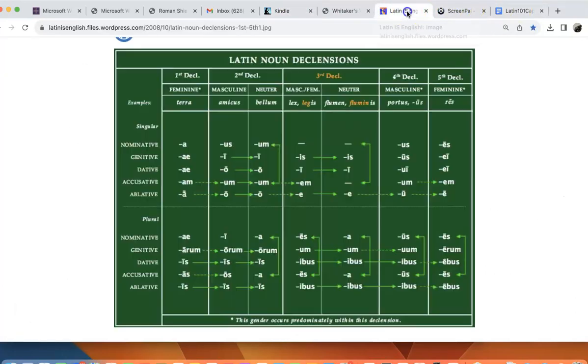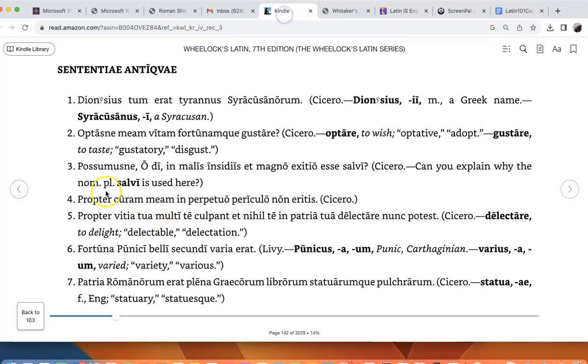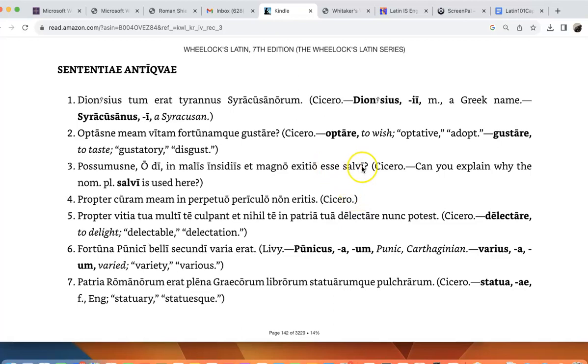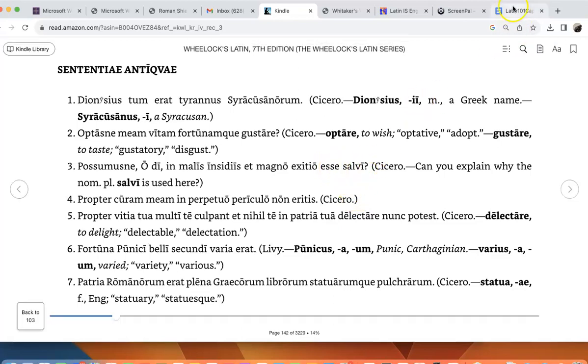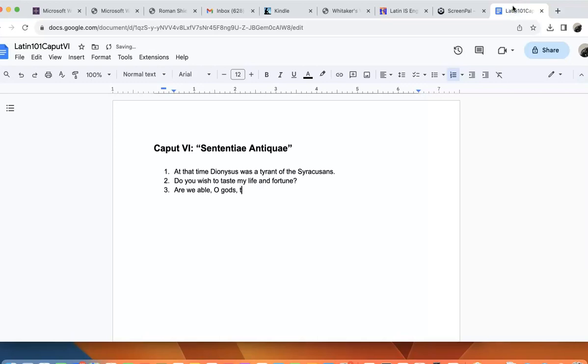Because if we go back to our declension chart, that second declension nominative plural is I. And so remember, adjectives also have the same declensions as the nouns. So salvi is actually referring back to the nominative plural subject, which is, in this case, mus. So this one's a little bit more complex grammatically. So are we able to be safe? So esse salvi means to be safe. So are we able, gods, to be safe?